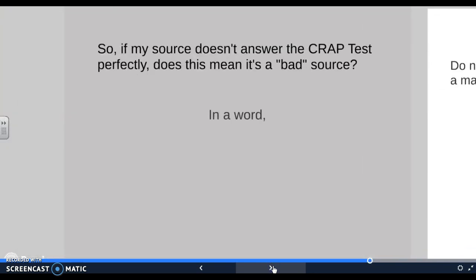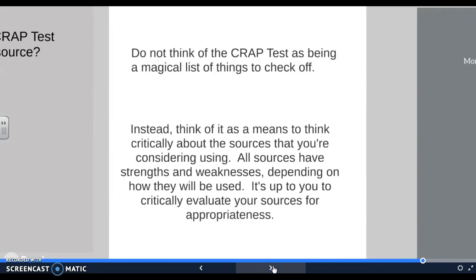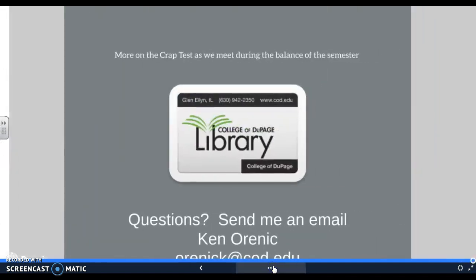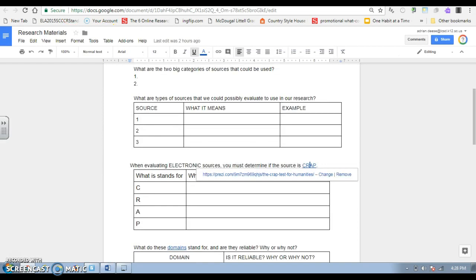And just because a source doesn't pass the CRAP test doesn't necessarily mean it is bad. It's just a way of you evaluating on your own. It's giving you the opportunity to look at the strengths and weaknesses of your sources, and you have to critically evaluate whether or not it's appropriate and up to date. So you will be doing the CRAP test momentarily. So let's take one more quick look at our notes.